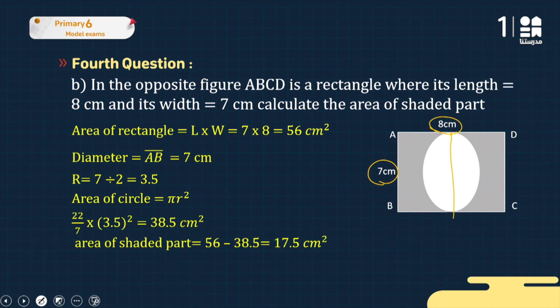Now how can I find the area of the shaded part? By making the area of the rectangle, which is 56, minus the area of the circle, which is 38.5. If I subtract both of them, I will have 17.5 centimeters square. This is the area of the shaded part. So the area of this part is supposed to equal 17.5 centimeters square.